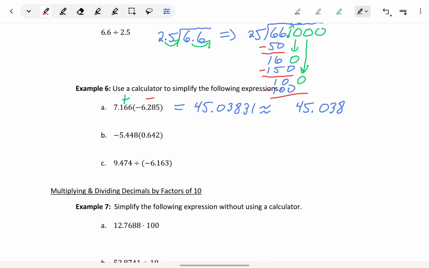Now, initially we started off with a positive value times a negative value. Intuitively, we should be able to understand that we're taking a positive times a negative, meaning our final answer should actually be negative 45.038. You can also input that negative sign with your calculator if it has those tools, but we can also look at each problem and make that decision intuitively. In part B, we're taking a negative number times a positive number, so whatever answer we end up with should be negative.